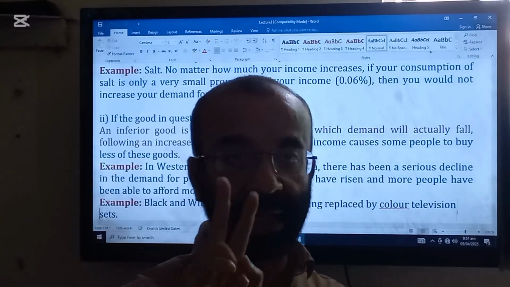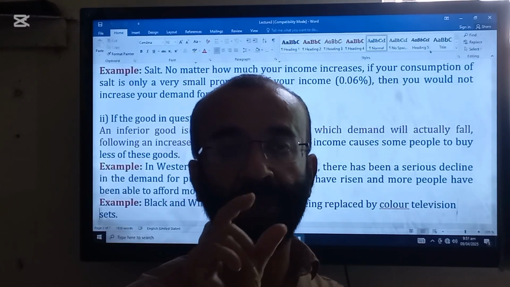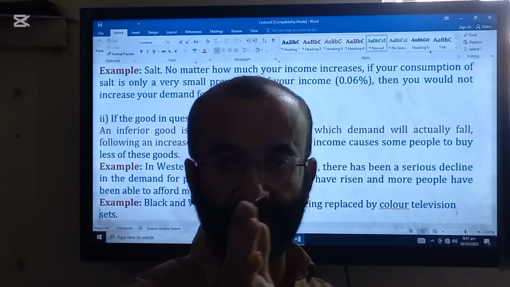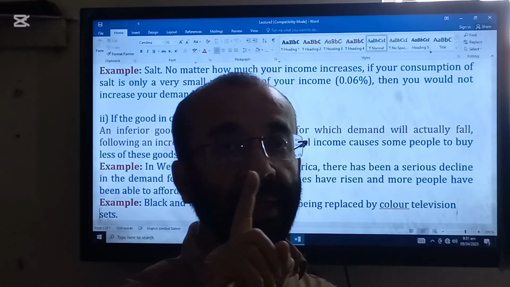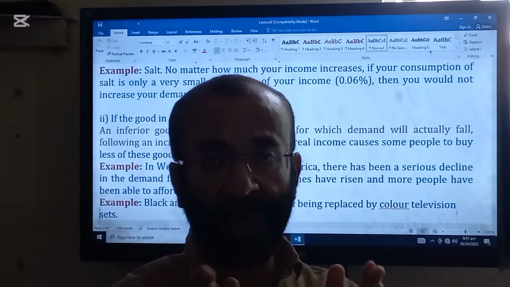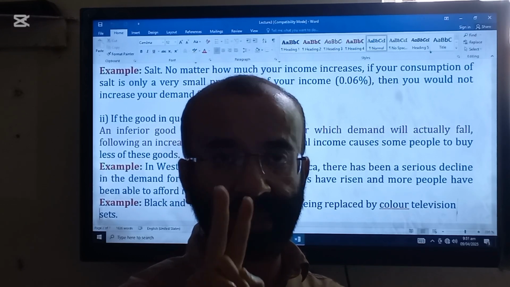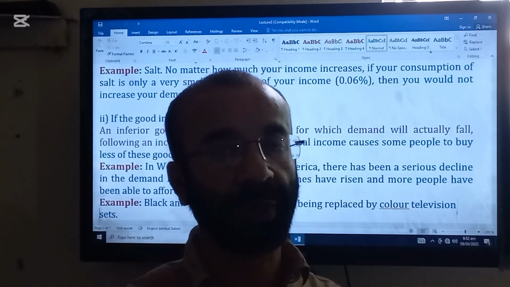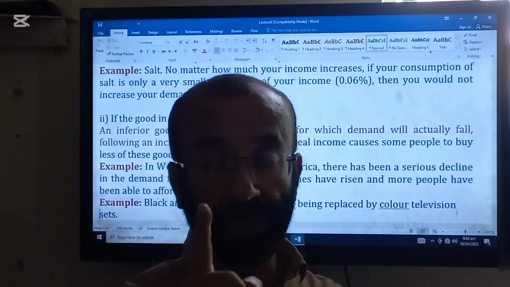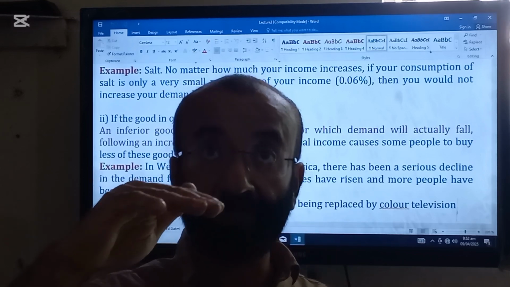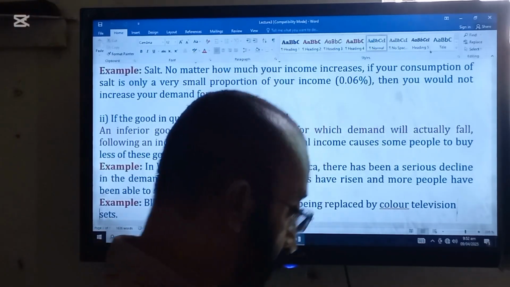So two cases we have discussed. If the proportion of your income spent on the product is very small, the demand for the commodity will not rise even if the income is increased. And the second case is if the product is an inferior good or service, the use of the product and service will even fall if the income is increased.